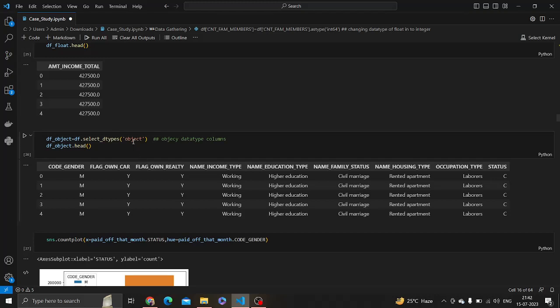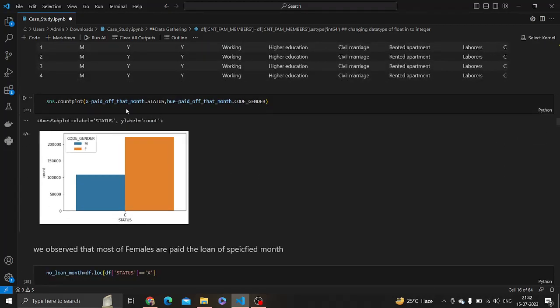Then the data type of object. So these are in the form of strings, like categorical form, we can say that is an object. So like working, income of type working, then education type is higher education, then family status like civil marriage, court marriage, and rented apartment, laborers, occupation type, and status C is nothing but they paid their loan of that month.